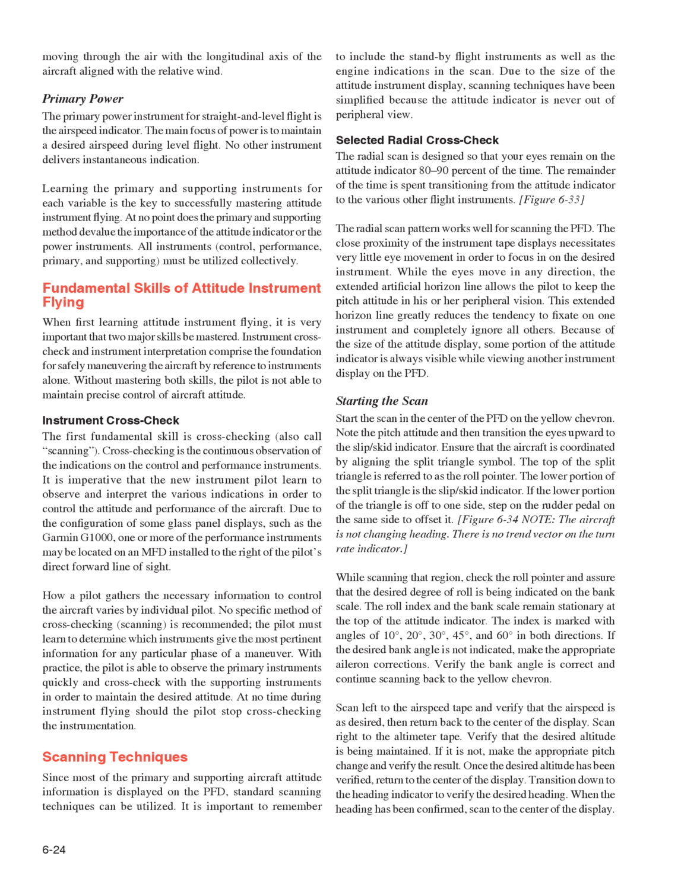Scan left to the airspeed tape and verify that the airspeed is as desired, then return back to the center of the display. Scan right to the altimeter tape. Verify that the desired altitude is being maintained. If it is not, make the appropriate pitch change and verify the result. Once the desired altitude has been verified, return to the center of the display. Transition down to the heading indicator to verify the desired heading. When the heading has been confirmed, scan to the center of the display.